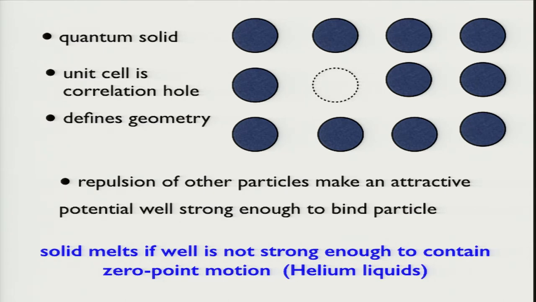If you think about what a quantum solid is, a simple quantum solid like helium-4, the unit cell is essentially a correlation hole surrounding the particle. If I pull a particle out of the quantum solid, there's a nice correlation hole left behind, and a nice attractive potential with no singularity at the center which will attract the particle. The repulsion from the other particles causes a nice attractive potential well, and the whole question of whether the solid is stable is whether that potential well, the vacancy into which a particle fits, is deep enough to bind the particle itself. Of course, a solid will melt if this binding energy of the correlation hole is not strong enough to contain its zero-point motion, which happens at low-pressure helium.